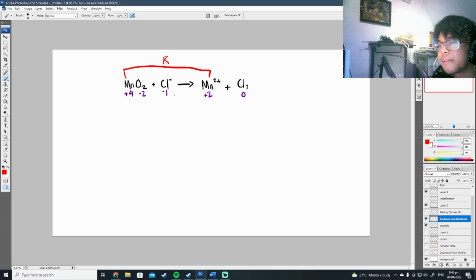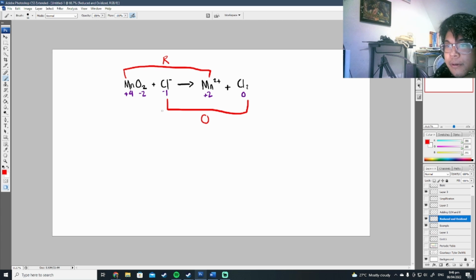Next, chlorine. Our chlorine right here is -1, and then it became 0, meaning electrons are being taken out of chlorine. So this is oxidized, because -1 is lower than 0, and 0 is higher than -1. So -1 becomes 0, meaning it loses electrons, so it's oxidized.